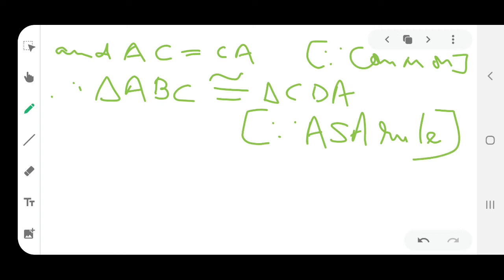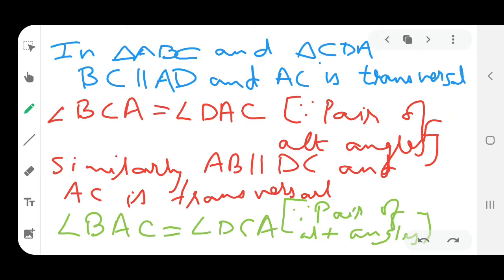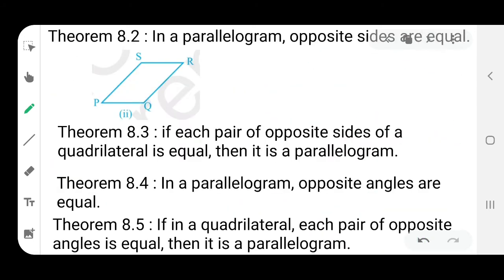Here, what we had to prove is proved: the two triangles are congruent to each other. So here the proof is done. Very simple, very short, you just have to understand it and write it. So this was what theorem 8.1 was.